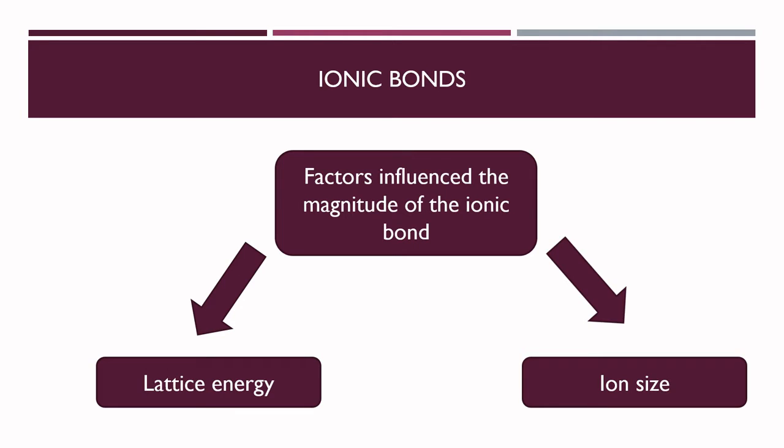Now let us take a look at ionic bonds and covalent bonds. So what is an ionic bond? You already know that an ionic bond is formed between a cation and an anion. Of course, there are a few factors that influence the magnitude of the ionic bond. The first factor is the lattice energy and the second factor is the ion size.